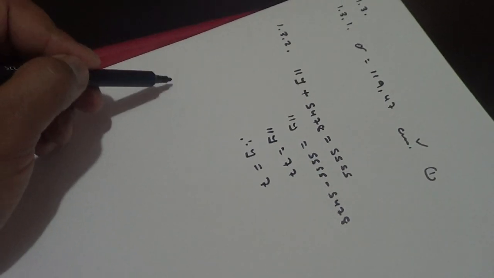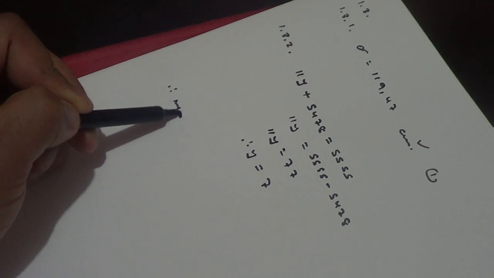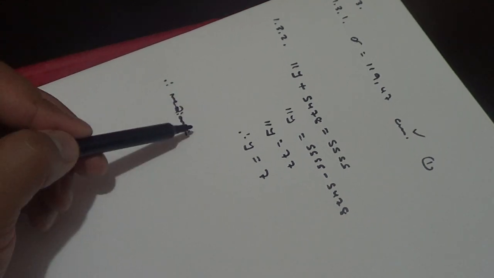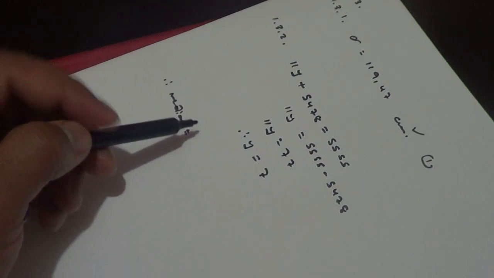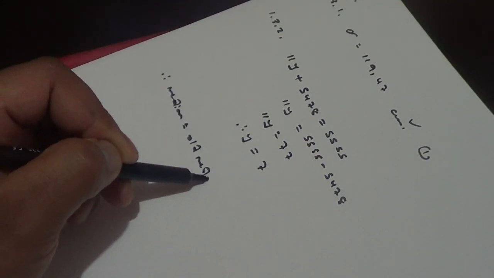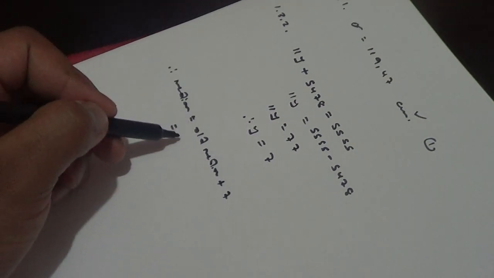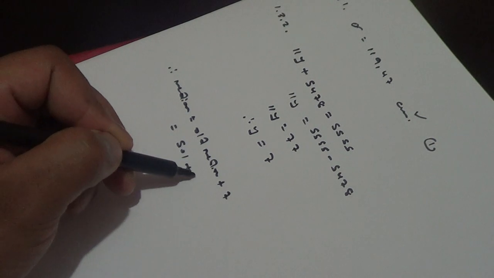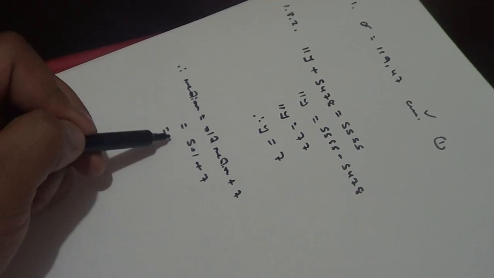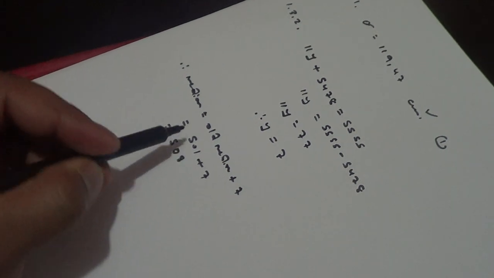So we can say, therefore, our median is going to be our old median plus 7. What was our old median? It is 501 plus 7, which is going to be 508 centimeters.